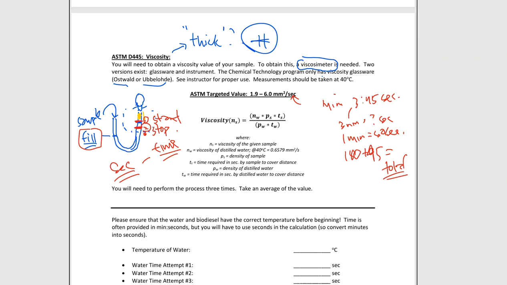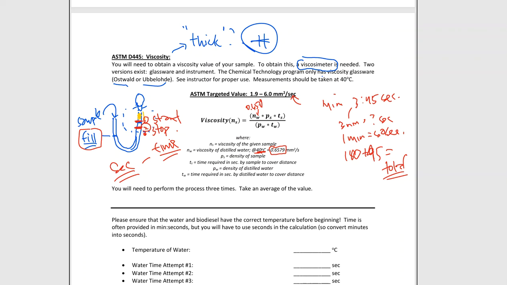So in order to calculate the viscosity here, what's going to happen is that I will take N sub W. And N sub W down here at the bottom says it's the viscosity of distilled water at 40 degrees. So 0.6579. I'm going to come back to that temperature in just a minute. All right, so that is going to go in for N sub W. It's just the number. That's all that is. So 0.6579 is going to go in for N sub W.